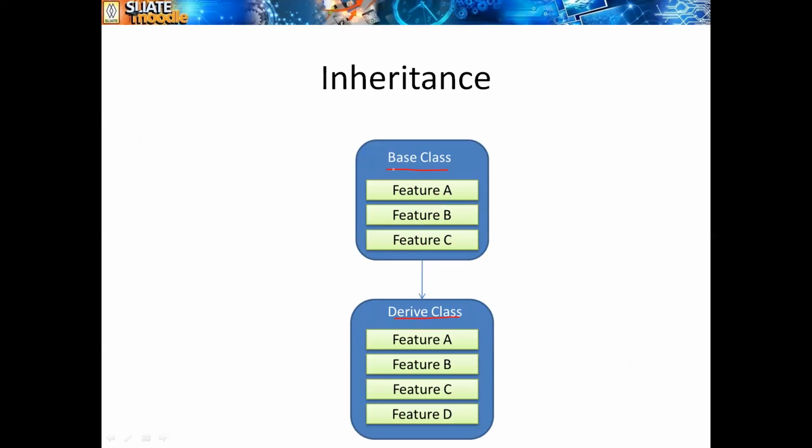Base class is nothing but superclass. Derived class is nothing but subclass. The base class has features A, B, C. The derived class has features A, B, C, and D. New features also are in the derived class.